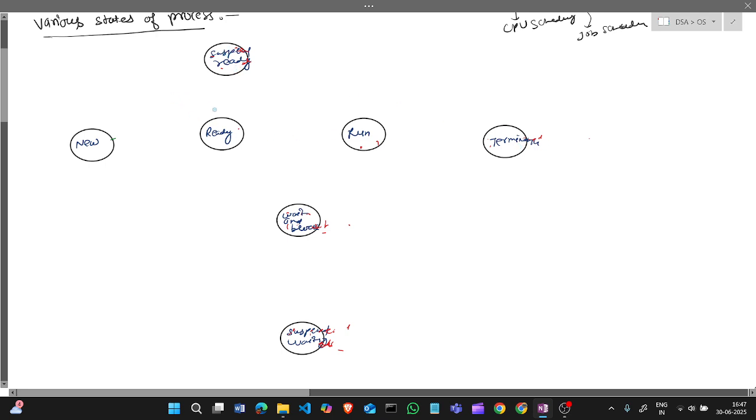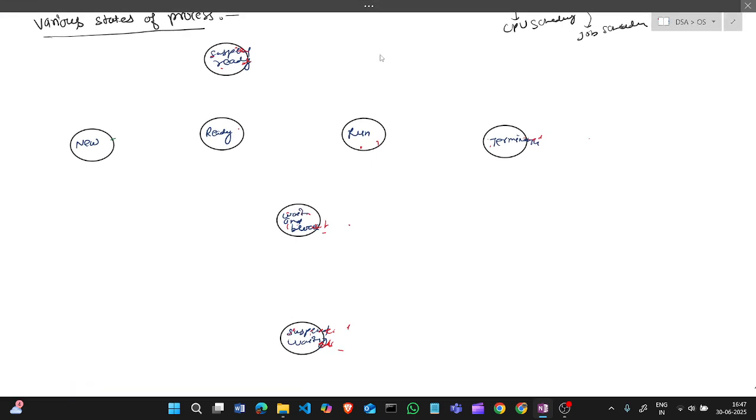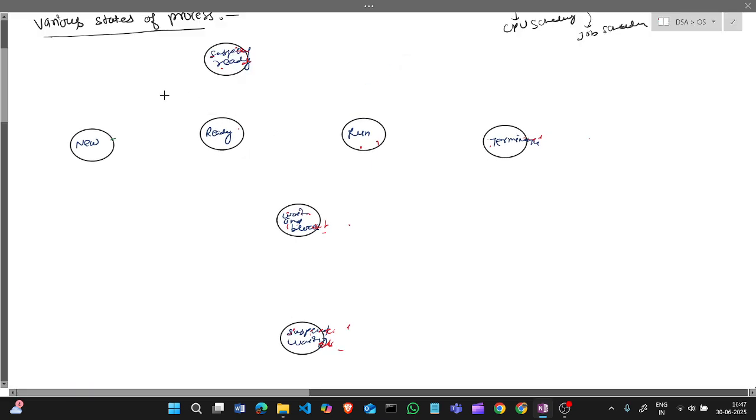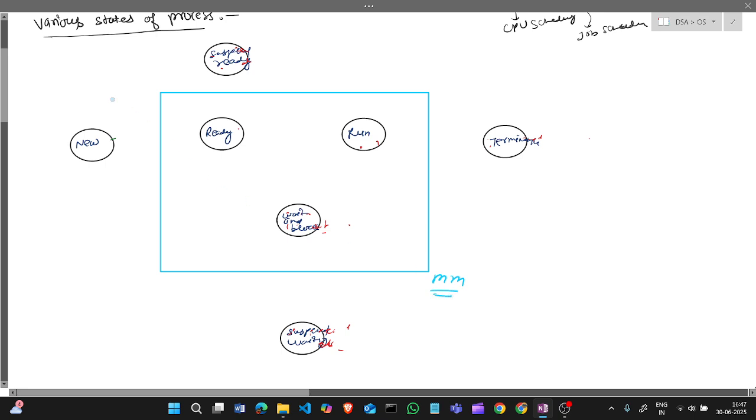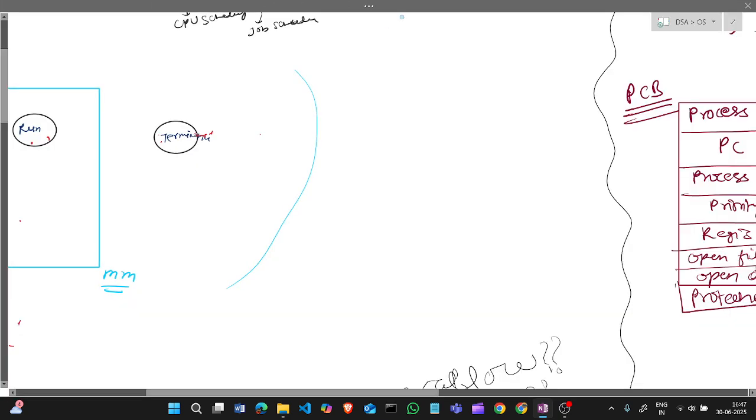So how many of these states are in the main memory? Let's see. These are the states which reside in the main memory. This is the main memory, and outside it is the secondary memory. The outer states like the new state, suspend ready state, termination, and suspend wait state are in the secondary memory, and this is the main memory.